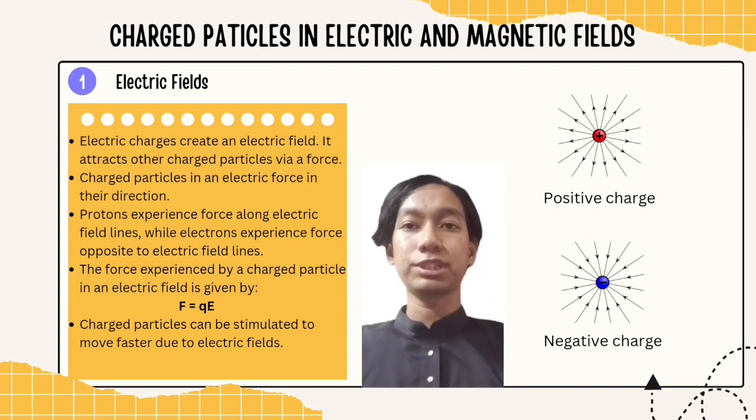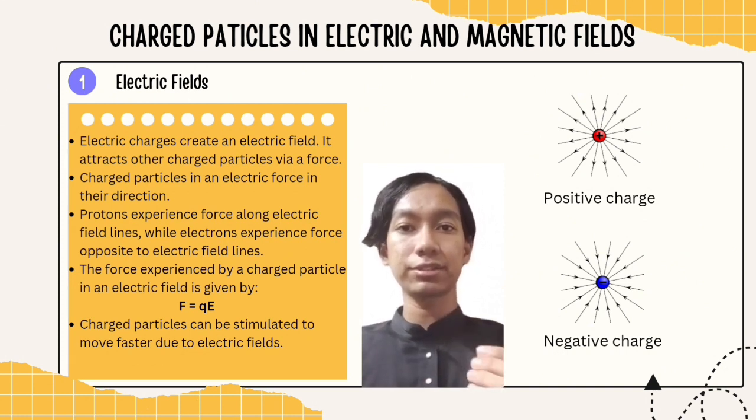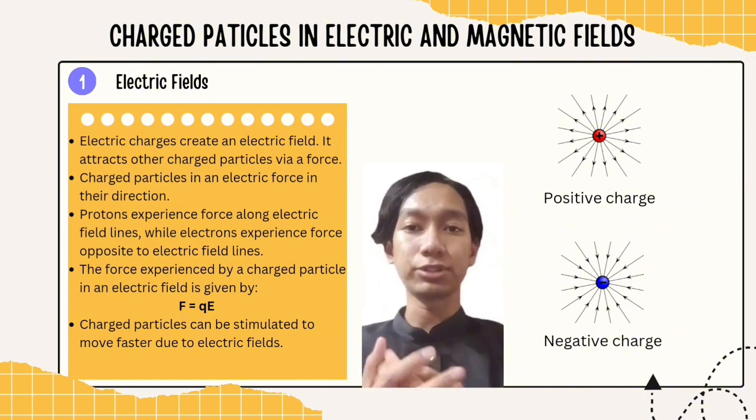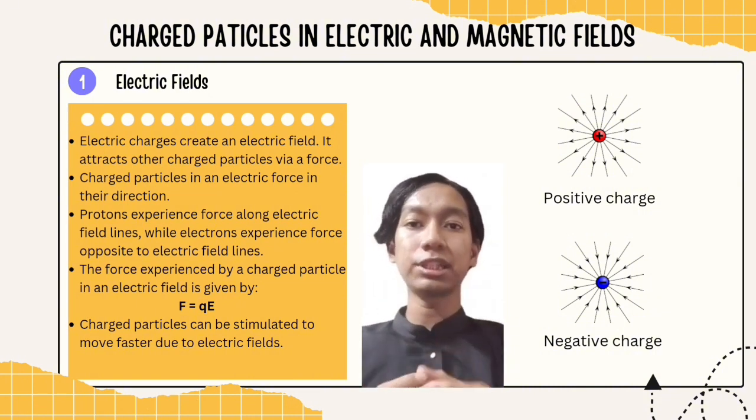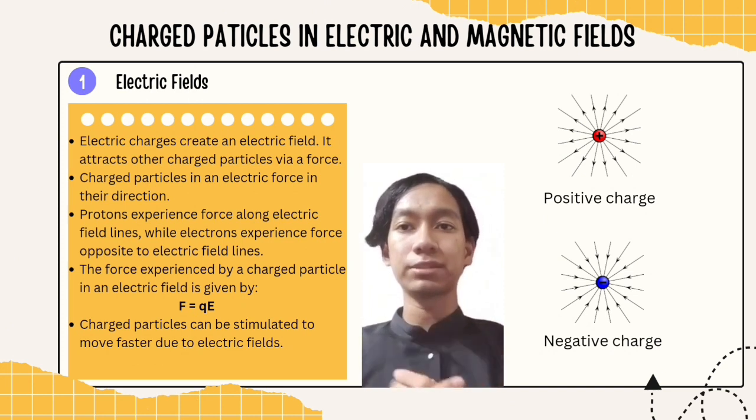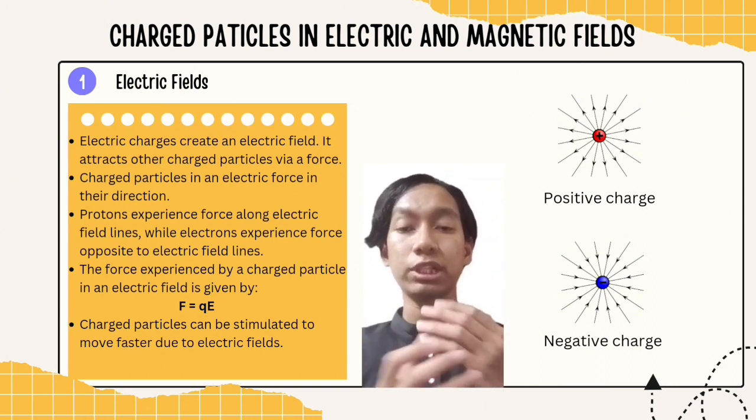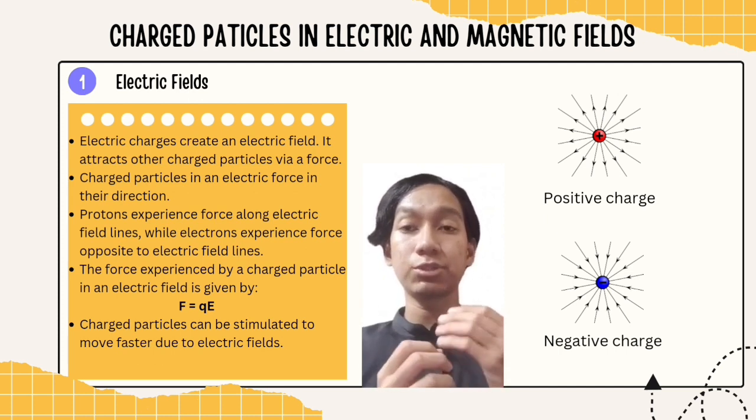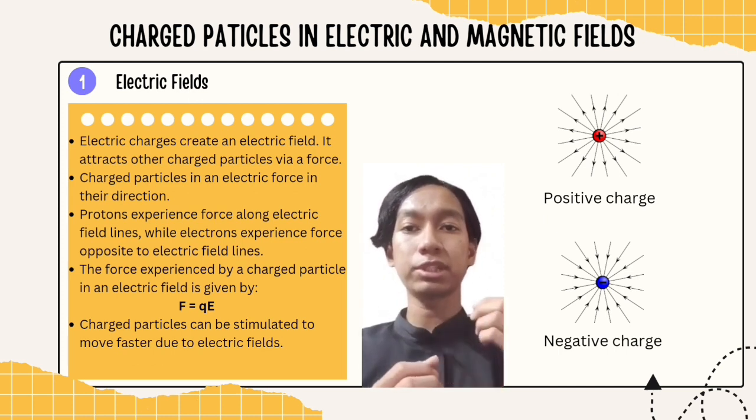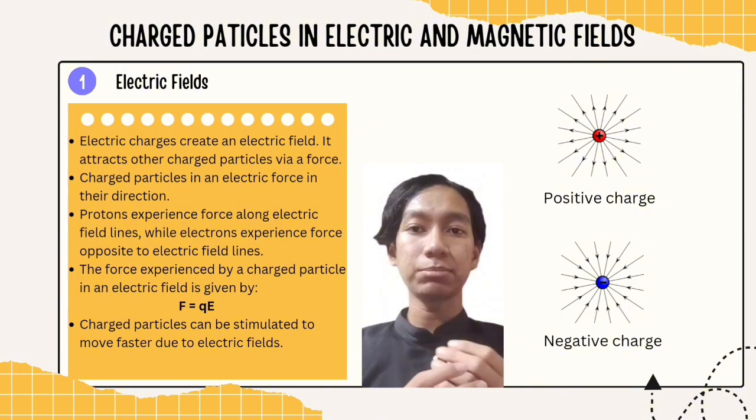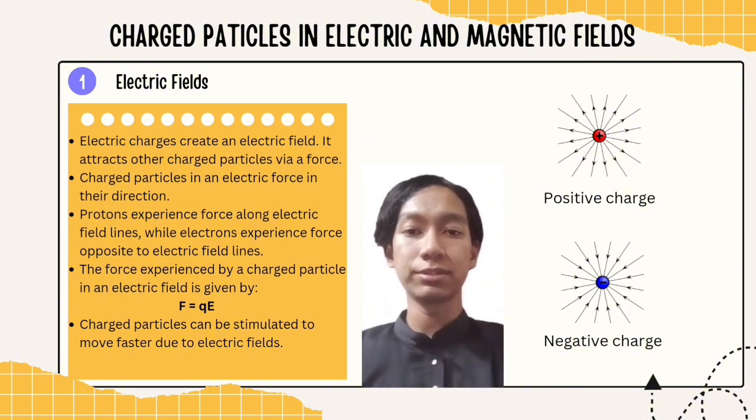Okay, so I will explain about the charged particle in electric field and magnetic field. Electric charge creates an electric field that can attract other charged particles via a force. Charged particles in an electric field have their direction. A proton experiences force along the electric field line, but an electron experiences force opposite to the electric field line. The equation F equal to QE explains the force experienced by a charged particle in an electric field. A charged particle can be stimulated to move faster due to the electric field.